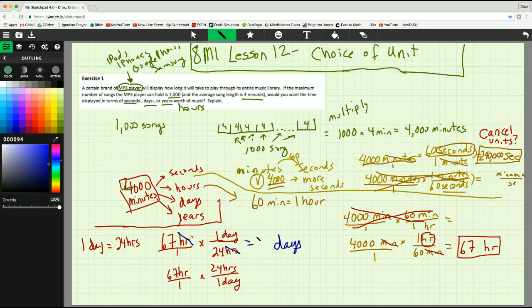And the answer is about 2.8 days, if we round. All right, so if we do our conversion to years, I'm not going to do it, but the answer is going to be 2.8 divided by 365, and it's going to be about 0.008 years.